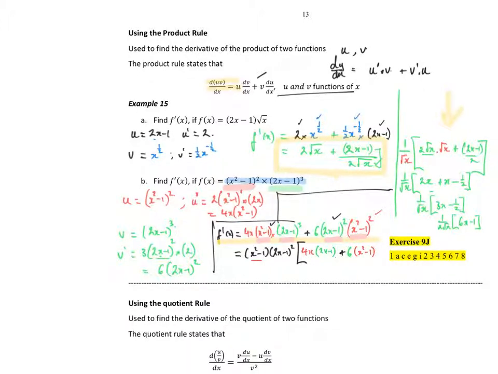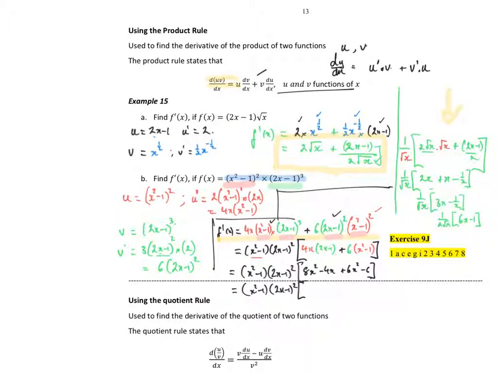So now that means I've got x squared minus 1, 2x minus 1 squared. Expand that bracket. So what does that give me? That gives me an 8x squared minus 4x plus 6x squared minus 6, which gives me x squared minus 1, 2x minus 1 squared times 8x squared and 6x squared is 14x squared minus 4x minus 6. Obviously, there's a 2 there that's a common factor.